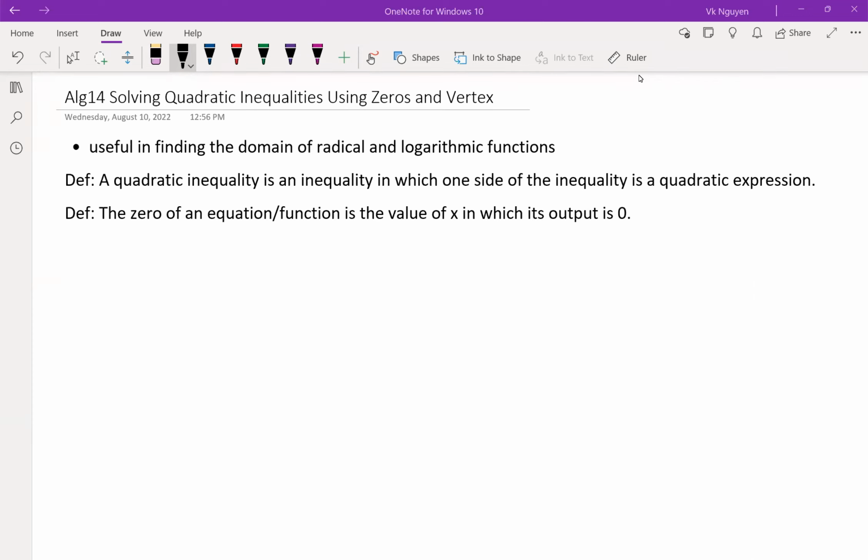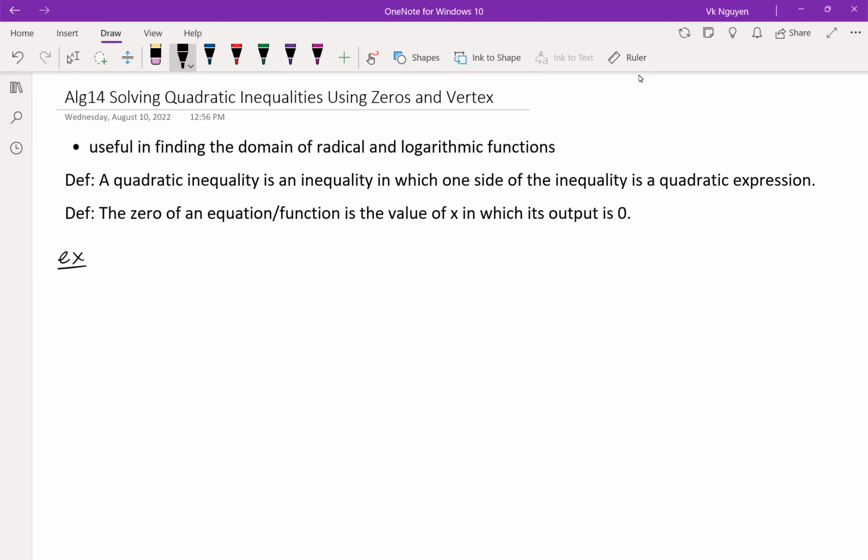One, a quadratic inequality is an inequality in which one side of the inequality is a quadratic expression. Two, the zero of an equation or a function is the value of x in which its output is zero. Now we can do the example.